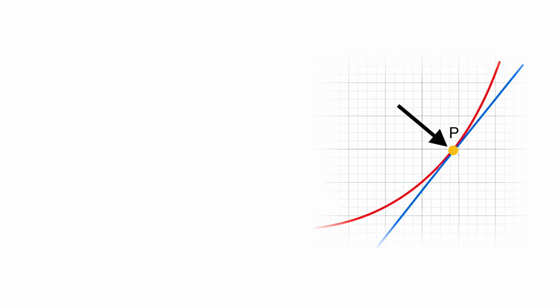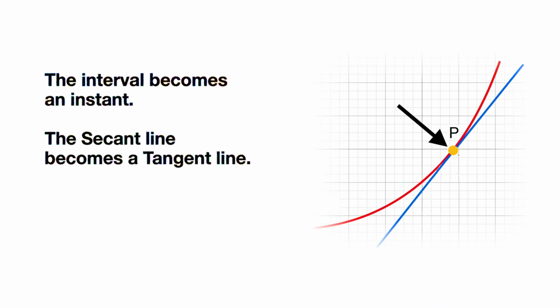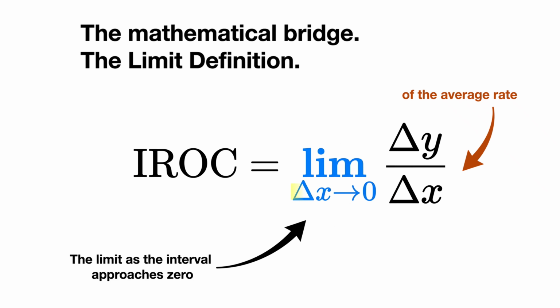Watch carefully. When delta x is very, very small and the interval becomes an instant, the secant line slowly rotates. Eventually, it becomes a tangent line touching the curve at only 1 point. We've almost found the exact slope at that instant. As the interval shrinks towards 0, the average rate of change approaches a single unique value. That value is the instantaneous rate of change.